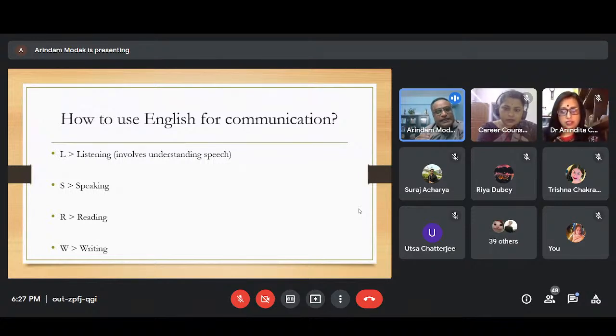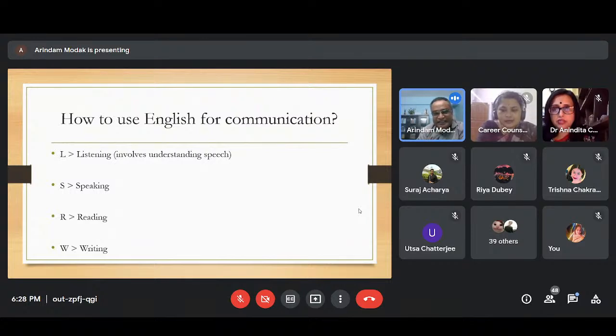So both the sound system and also the alphabetical system. We become familiar with the letter system, the drawings, the pictures of the English language. That is the act of reading, and we ourselves try to draw those pictures of A, B, C, etc. With repeated practice, we become very conversant, very expert in drawing those pictures. This is the process of writing.